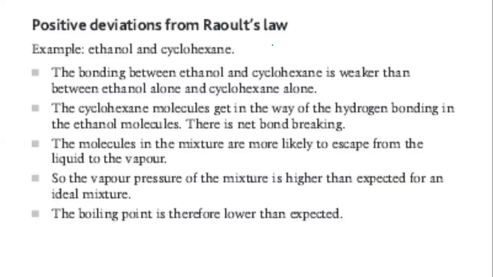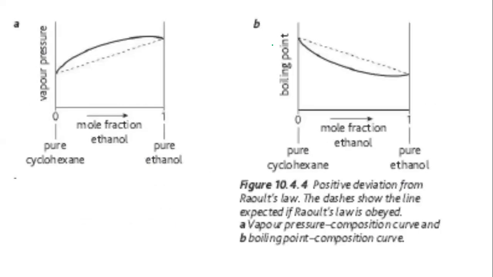So the vapor pressure of the mixture is higher than you would expect for an ideal mixture, because it's not exactly the sum of the partial pressures of both of them. Because of that additional information about the hydrogen bonding, it tells us that the mixture is going to have a lower boiling point than you would expect. So that is a positive deviation from Raoult's law.